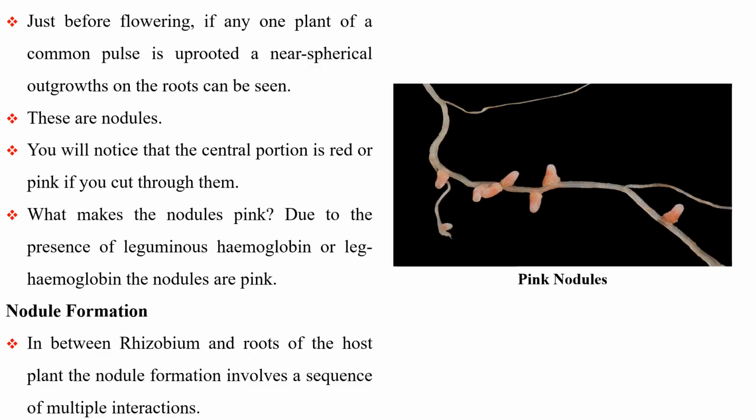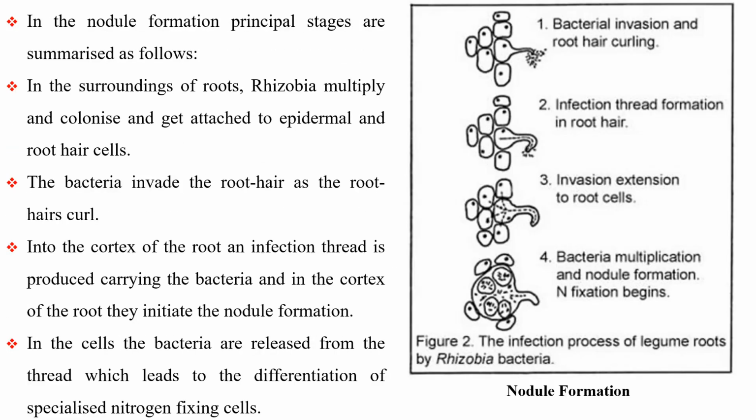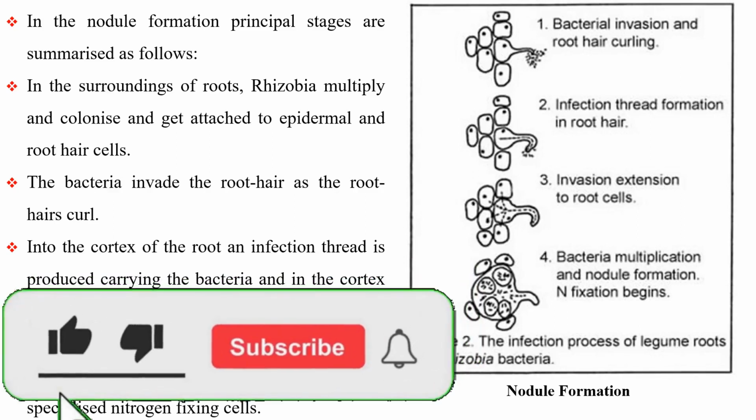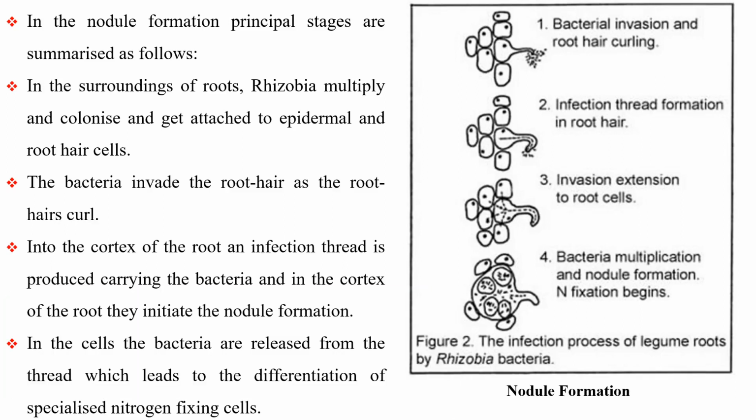Nodule formation. Between Rhizobium and the roots of the host plant, the nodule formation involves a sequence of multiple interactions. In the nodule formation, the principal stages are summarized as follows. In the surroundings of roots, rhizobia multiply and colonize and get attached to epidermal and root hair cells. The bacteria invade the root hair as the root hair curls.